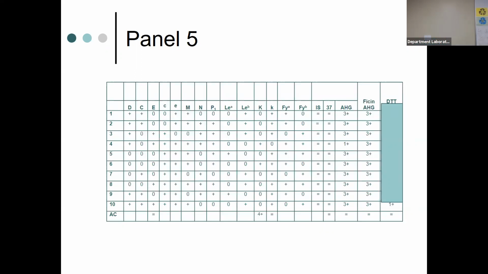What happens to Kell after enzyme treatment? Usually not affected. All right. So notice that all of these reactions where Chilano is, all stay the same. However, cell number 4, what happened to it? They got stronger. So whatever is reacting on cell 4, we know it's either Rh, Kidd, or Lewis. All right.